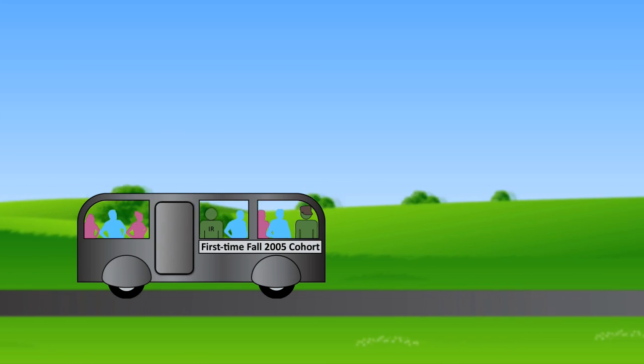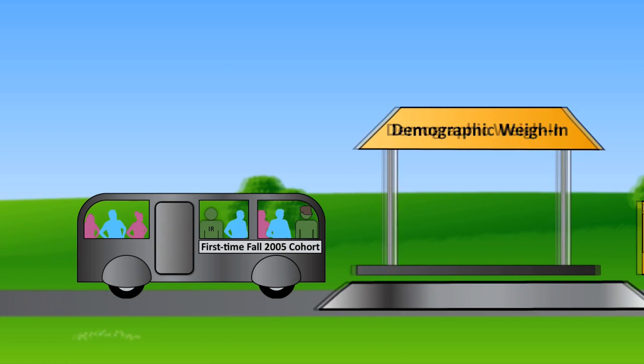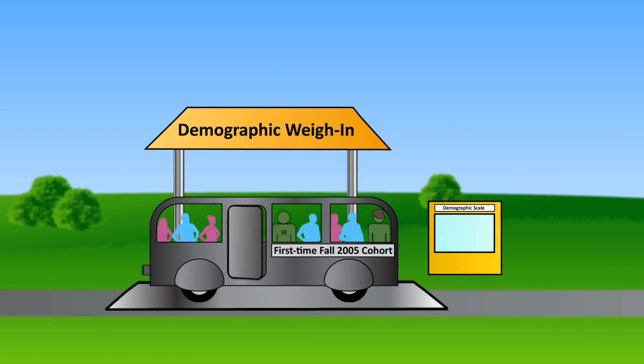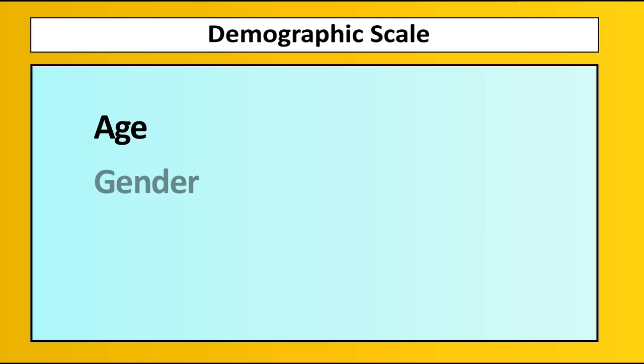We're going to follow our cohort bus to the demographic way station to learn about adding demographic data to your study, such as age, gender, or ethnicity. This can give you a wealth of information about how to target interventions to specific populations.